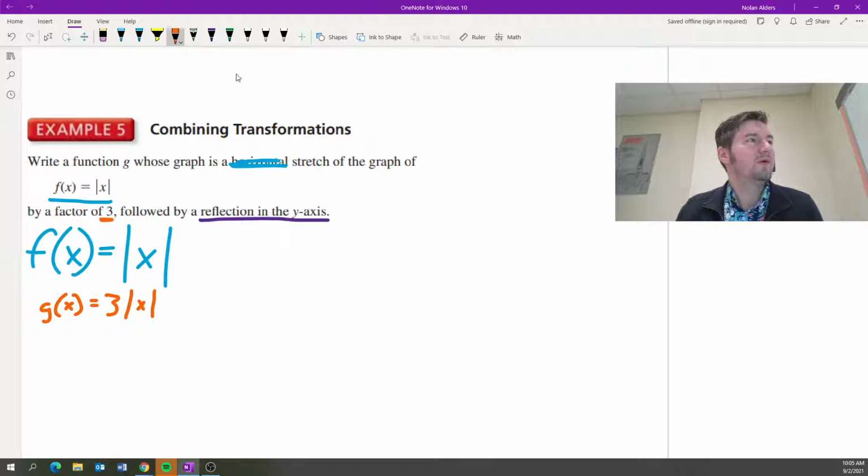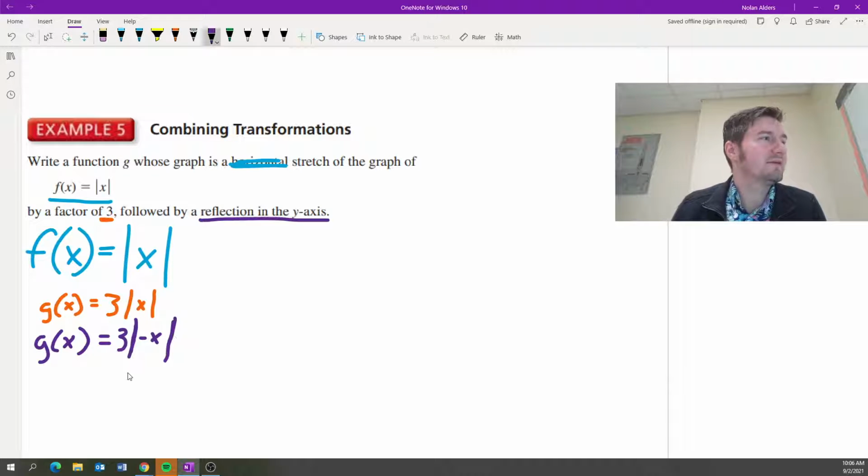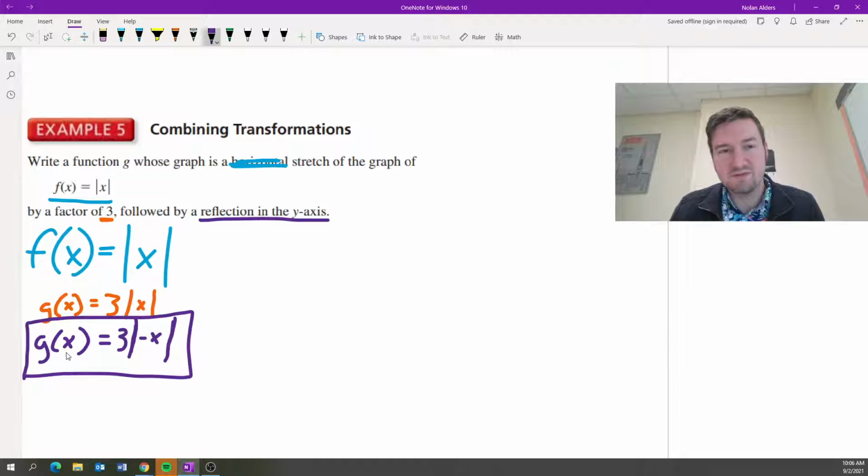And then we want to do the reflection. So for the reflection, we'll do g of x. And in the y-axis, remember, we're just going to be changing the sign of the x only. So this will become 3 absolute value of negative x. Maybe make these little absolute value bars a little longer so that it doesn't look like a 31. And there you go, 3 times the absolute value of negative x. And that is your final transformed function.